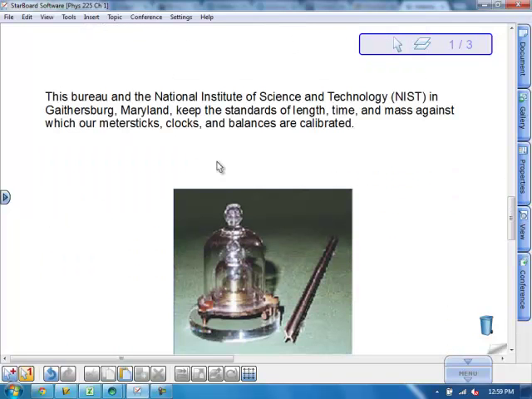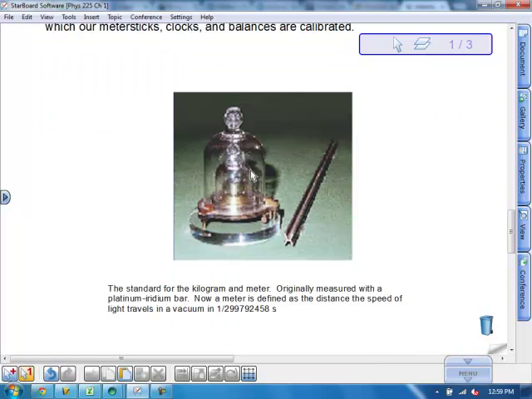Okay, so the Bureau and the National Institute of Science keep standards of length, time, and mass, against which our meter sticks, clocks, and balances are calibrated. So here's a picture of the standard for a kilogram, and the old standard for a meter, which are made out of platinum iridium. Platinum's very chemically stable, and iridium is super strong.